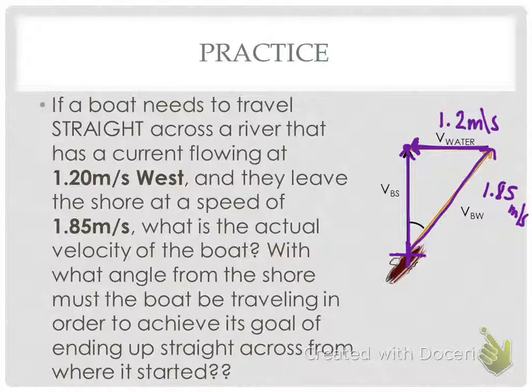So if we know we're leaving with 1.85 meters per second, our current is going to push us 1.2. What's the actual velocity here of my boat? I'm going to fight the current. I'm going to go out against the current here in order to end up straight across from where I started. Should the velocity of our actual boat be greater than or less than 1.85 meters per second? Less than, right? It can't be greater than the hypotenuse of our triangle. So it should be less than. So this is a squared plus b squared equals c squared. You're just using the Pythagorean theorem here to find that.